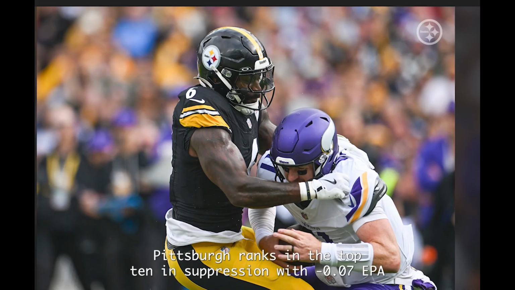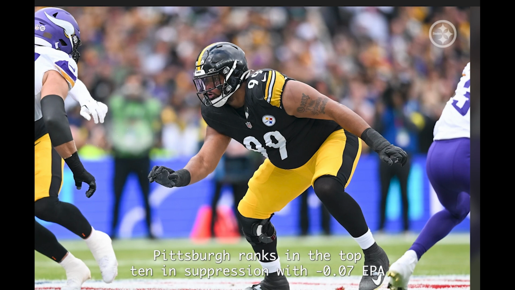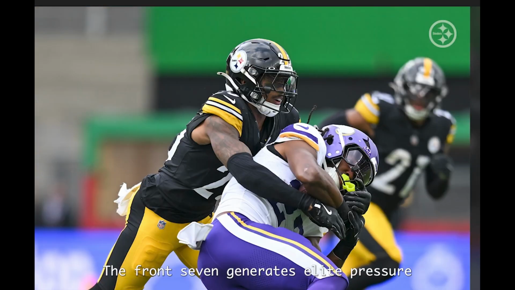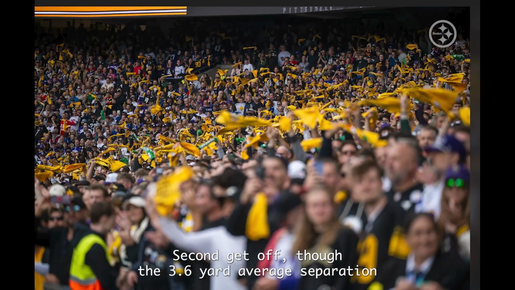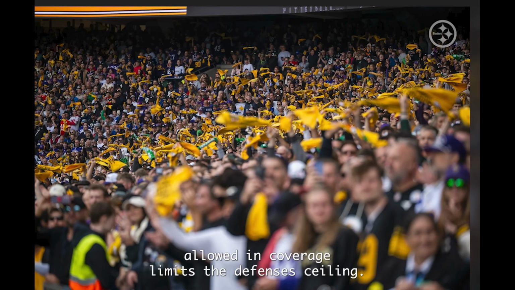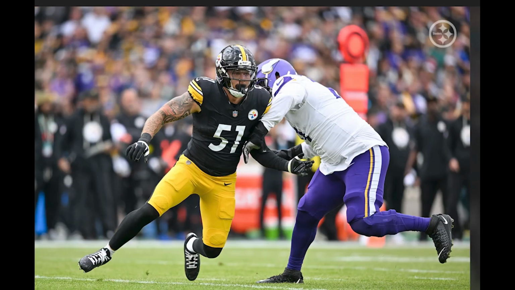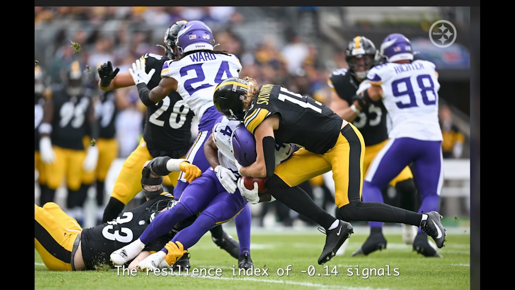Defensively, Pittsburgh ranks in the top 10 in suppression with negative 0.07 EPA per play allowed. The front seven generates elite pressure, 40% quarterback pressure rate, 9.1% sack rate, 0.85 second get-off, though the 3.6-yard average separation allowed in coverage limits the defense's ceiling. The resilience index of negative 0.14 signals a fade in effectiveness when trailing.